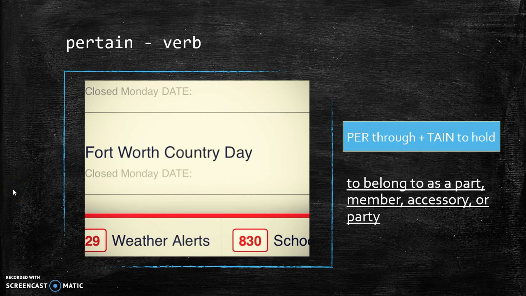So this is actually a screenshot of our last snow day. You can see here it says Fort Worth Country Day closed Monday. It talks about all the weather alerts and all the school closings and everything. And it's literally what I happen to have on my phone that I sent to someone else. So I pulled it up and put it here for you. So this message that Fort Worth Country Day is closed on Monday pertains to me because I belong to as a part, member, accessory, or party of this community, right? It applies to me. It pertains to me.